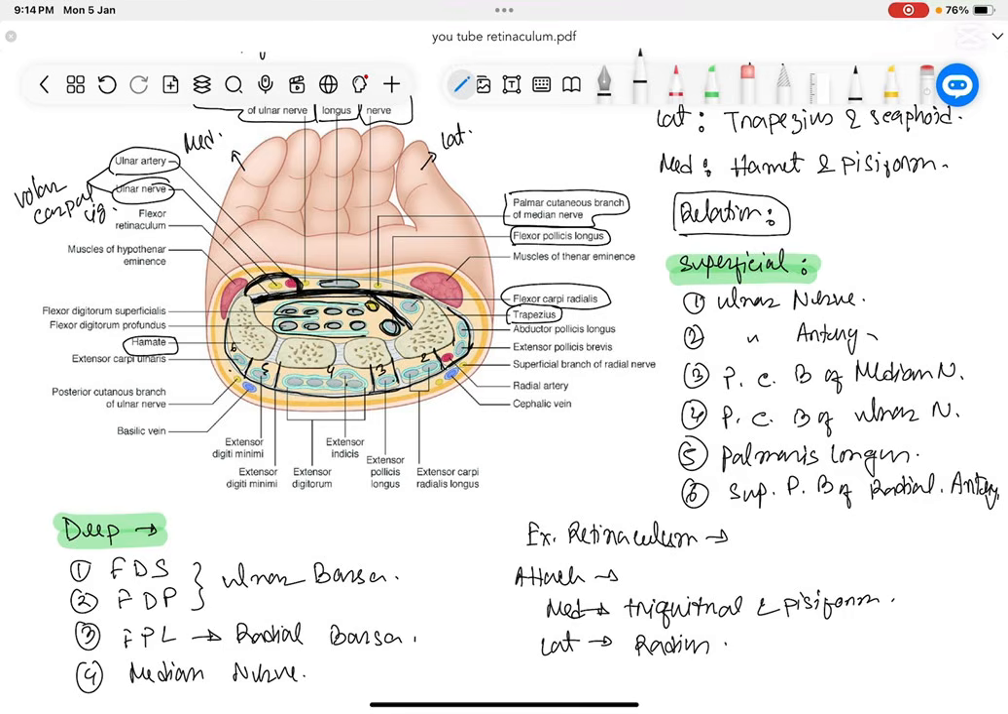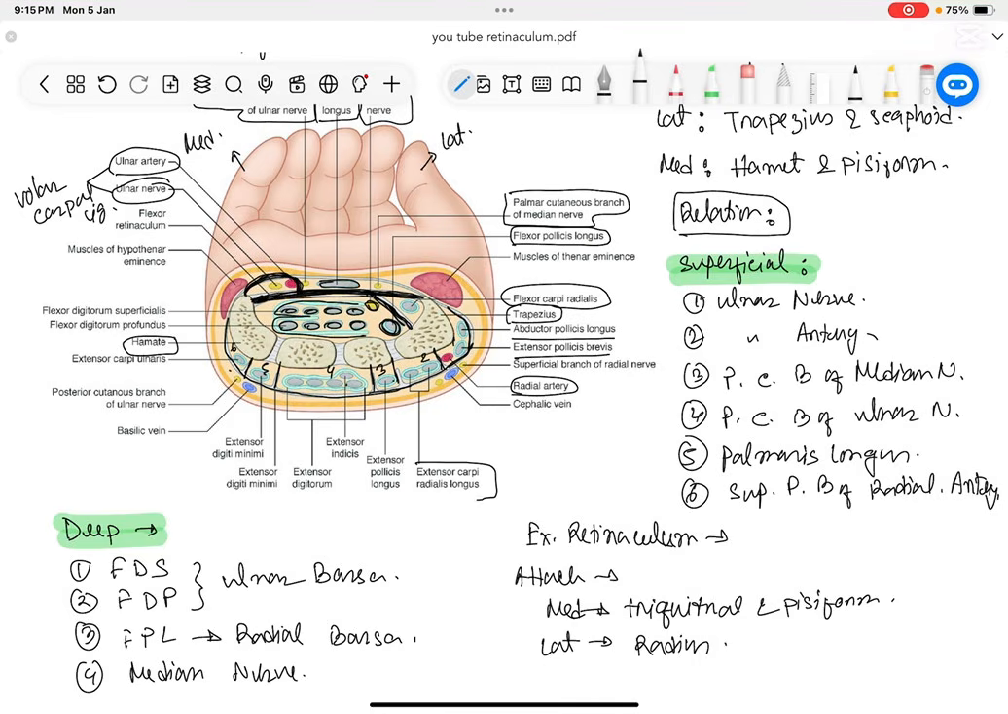Let's start from the first compartment. I am not writing again, you just see on screen. In the first compartment there will be abductor pollicis longus and extensor pollicis brevis. With that, the radial artery will be here. It is a point you have to remember. So in the first compartment there is an artery, the name of that artery is radial artery.